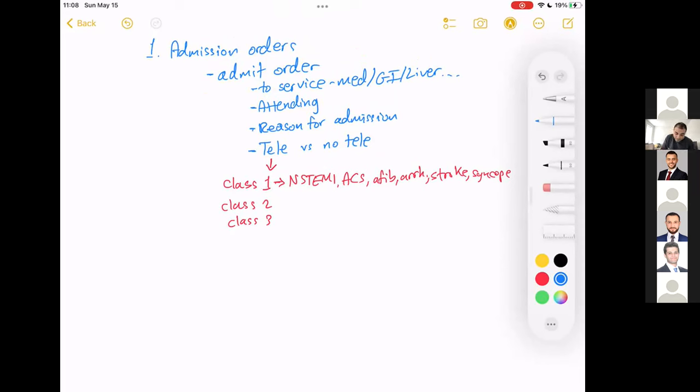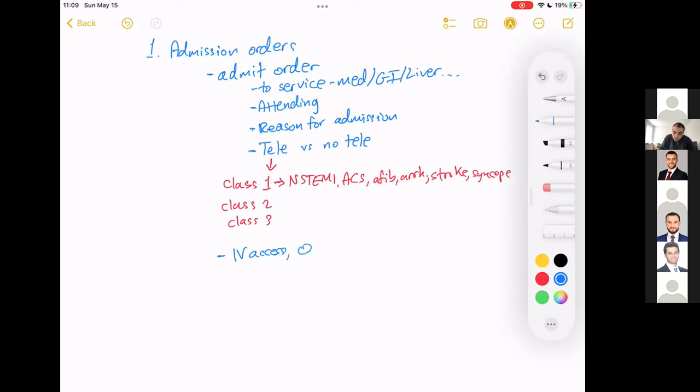Number two is again something silly you never think about. Somebody admitted to the hospital is going to have an IV. But you never think about it: it's actually an IV access. It's an order. You have to place an order that says, hey, IV access for the patient. Please maintain the IV access for the patient.